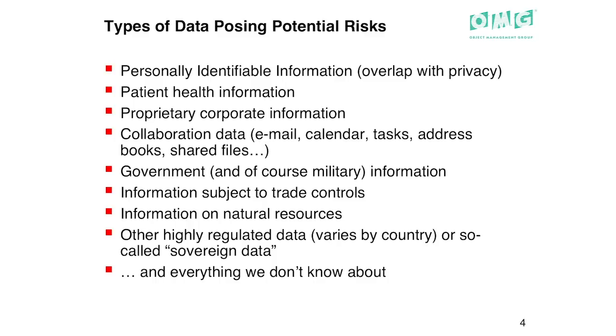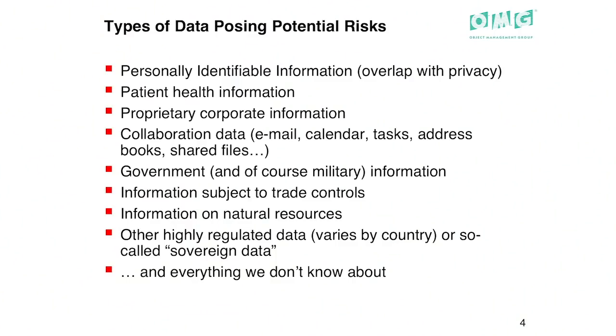So all sorts of data can be subject to issues of residency. Obviously, personally identifiable information, PII, tends to be the thing you think about first, and then the issue of residency overlaps with the issue of privacy, and patient health information has the same status as PII. But then you have proprietary corporate information, and everything related to collaboration, like emails and presentations and calendar entries. Obviously, government information, military information, anything considered sovereign data, information subject to trade controls. So where you store technical information, if you're a company that makes complex systems, may be relevant because you may have government rules against making some of that technical information accessible from some countries.